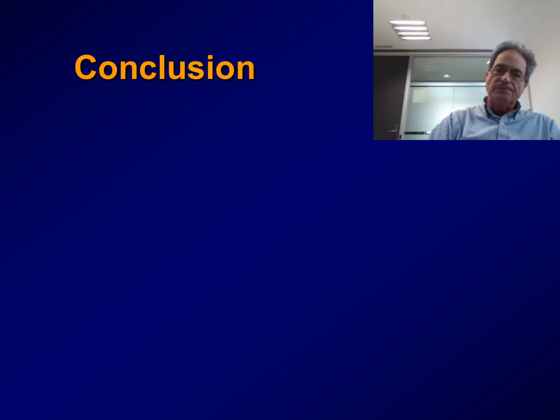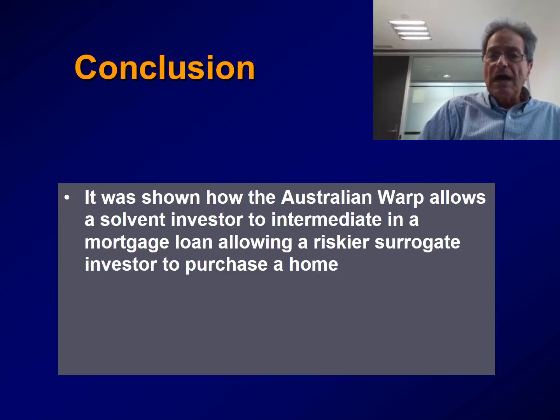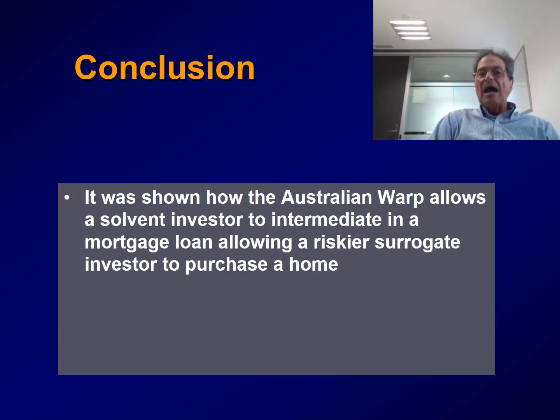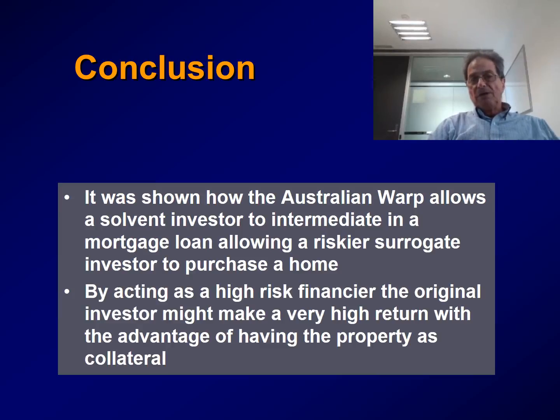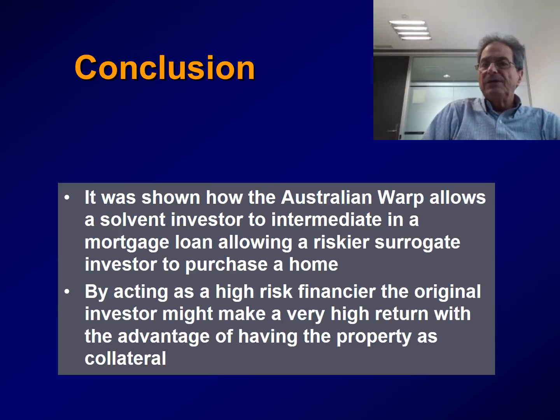So let's conclude. It was shown how the Australian warrant allows a solvent investor to intermediate in a mortgage loan, allowing a riskier surrogate investor to purchase a home. We saw how, by acting as a high-risk financier, the original investor might make a very high return with the advantage of having the property as collateral.